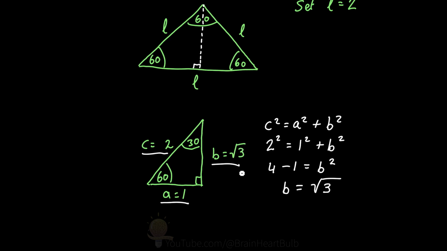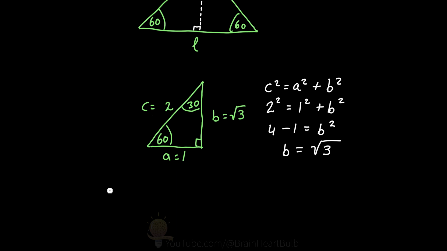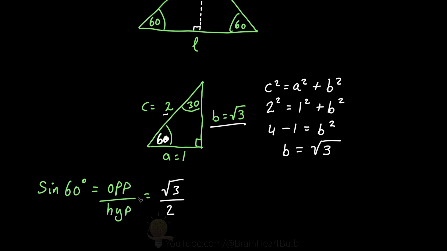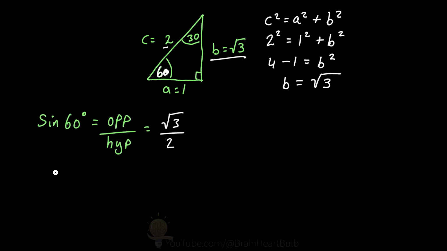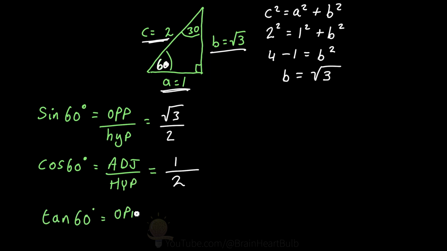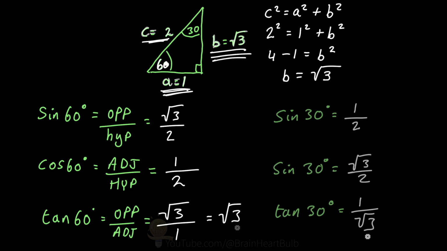Now we can finish by using our SOHCAHTOA acronym to find the sine, cosine and tan of 30 and 60 degrees. And remember, sine of any angle is equal to the length of the opposite side divided by the hypotenuse. The cosine is the adjacent divided by the hypotenuse, and the tan is equal to the opposite divided by the adjacent.